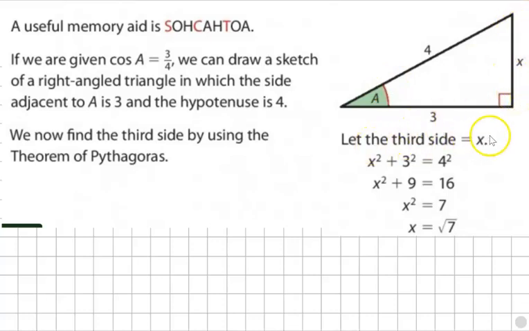So we let the third side equal x, so then subbing into Pythagoras' theorem, we have c squared equals a squared plus b squared. So we have 4 squared is equal to x squared plus 3 squared, or in this case, x squared plus 3 squared is equal to 4 squared. So 3 squared is 9, 4 squared is 16, 9 comes over the equal sign, becomes minus 9, 16 minus 9 is 7, and the square root of 7 is going to be x. So in this case, x is equal to the square root of 7.